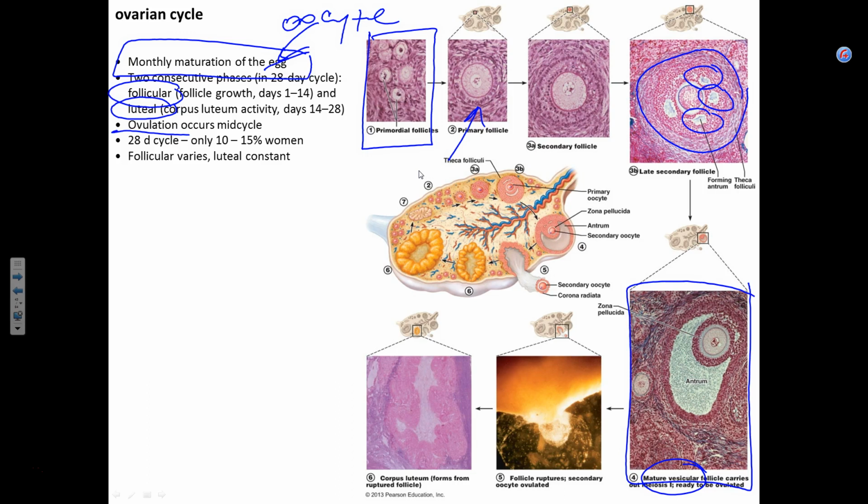You can see zona pellucida that surrounds the oocyte and the antrum. Zona pellucida essentially prevents the penetration of any sperm cells at this point yet. So at this point, meiosis 1 is completed, and oocyte is arrested in the metaphase of meiosis 2. And antral follicle or vesicular follicle, call it whatever you want, undergoes the ovulation.